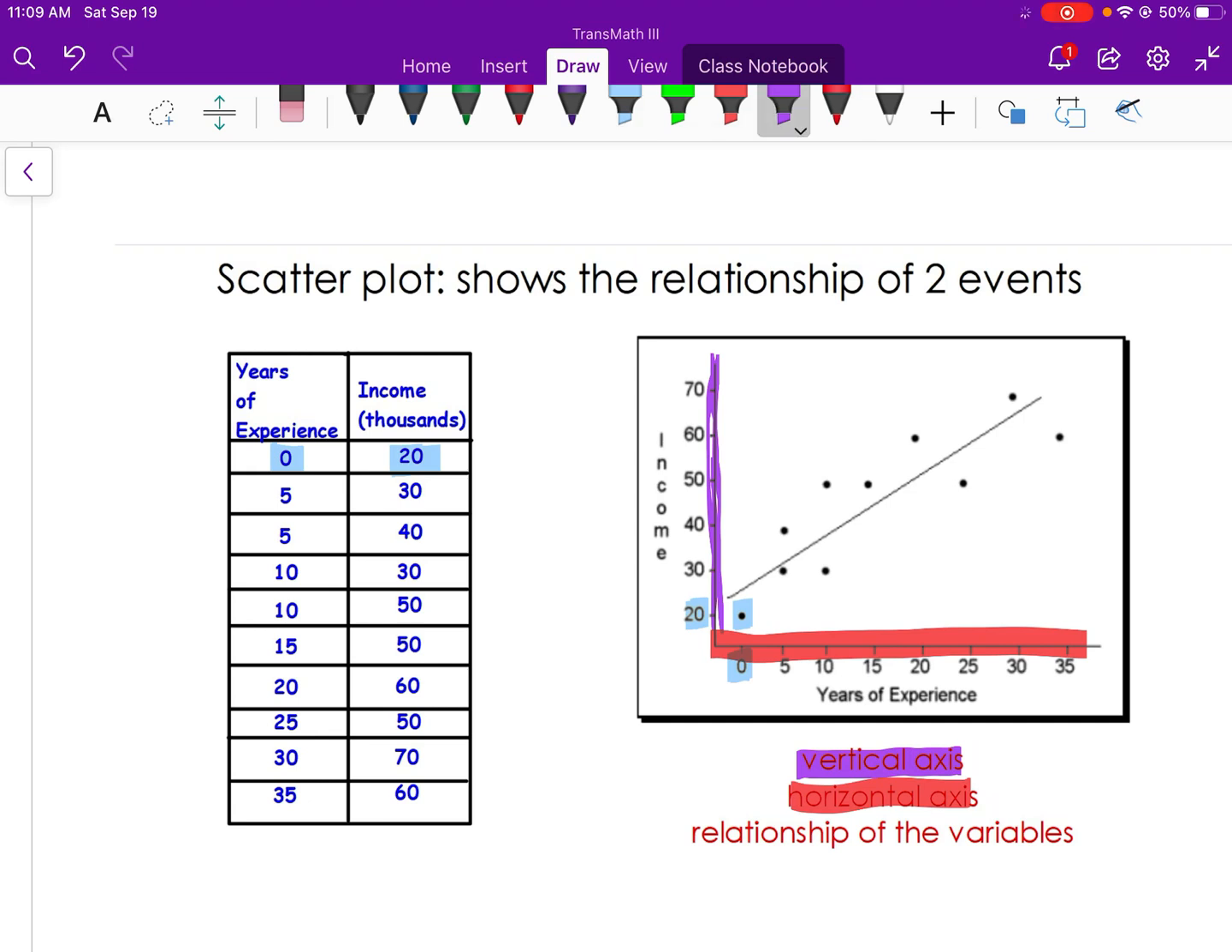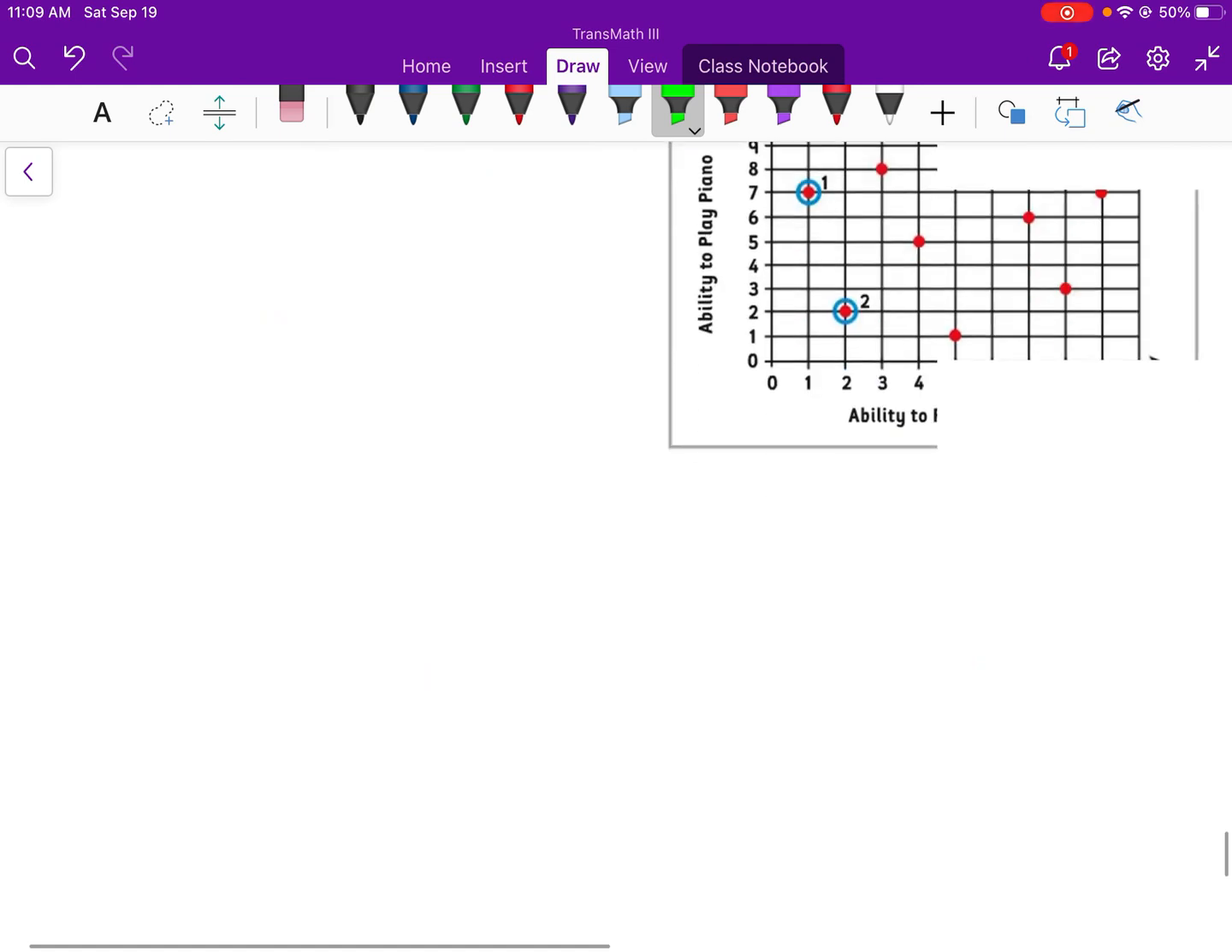So let's just pick another random point. Let's say 15 and 50. So 15 years of experience, their income is going to be 50,000. Let's do one more. Let's say 35 years of experience with a $60,000 income. It's just plotting those points for both variables: years of experience left to right, and then their income up.